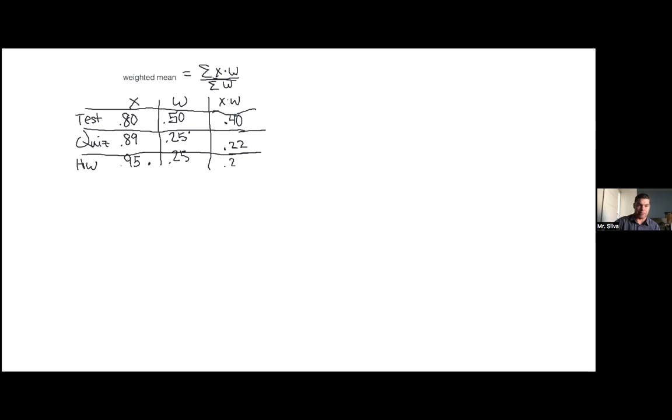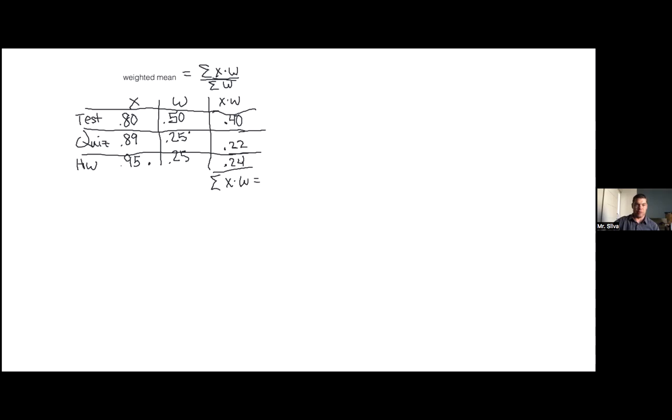0.2375. I'm just going to round that to 0.24 because I'm writing this as a percentage. So I want to know what the grade in the class is. Well, I'm going to do the sum of X times W. I'm going to add all these up. All these are XWs. We do the sum. Again, it's new notation. Just keep an open mind that all we're doing is multiplying these two numbers together and then adding them all up.